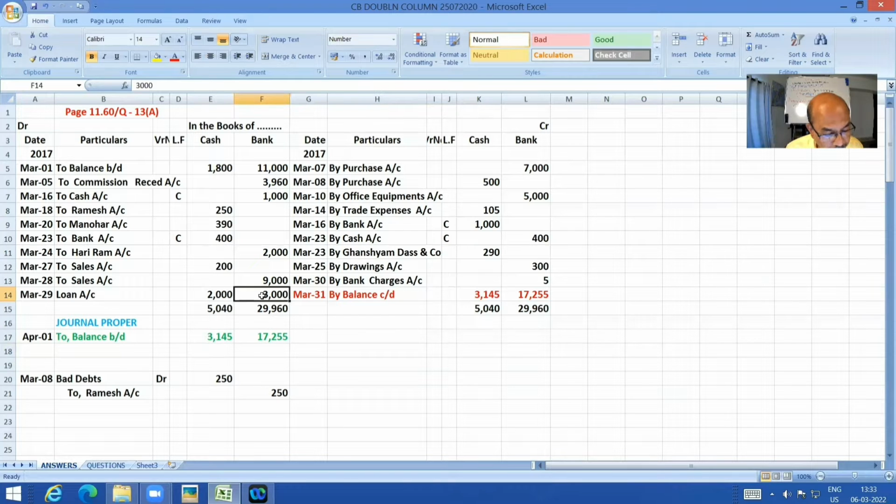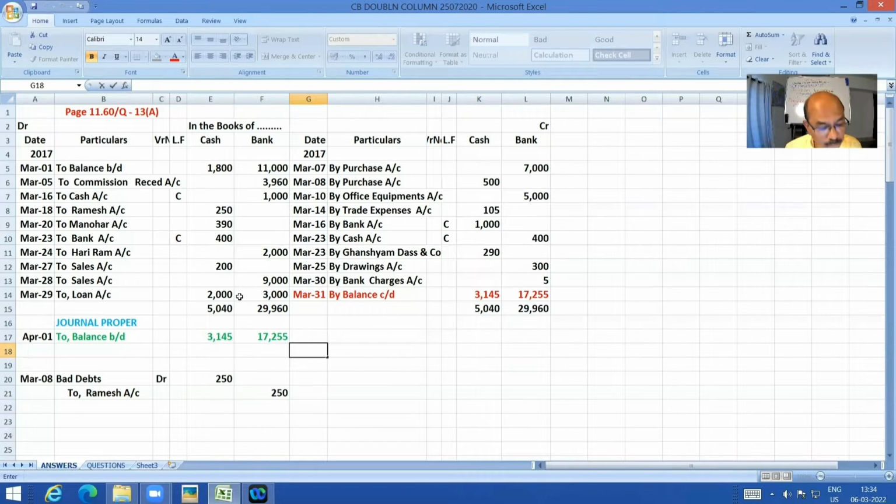Received repayment of rupees 5,000, a loan repayment of rupees 5,000, and deposited 3,000 out of it into bank. So practically loan has to be credited. I have not written 'to' here, it has to be written: to loan account. How much? 2,000 in the cash column and in the bank column 3,000, because the same day it was deposited in the bank.